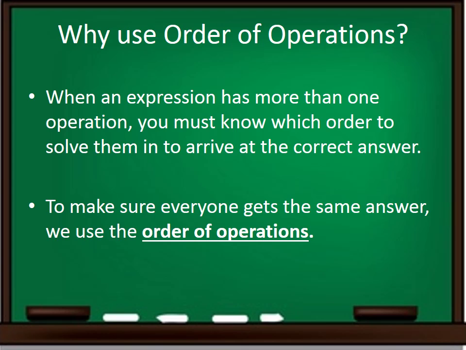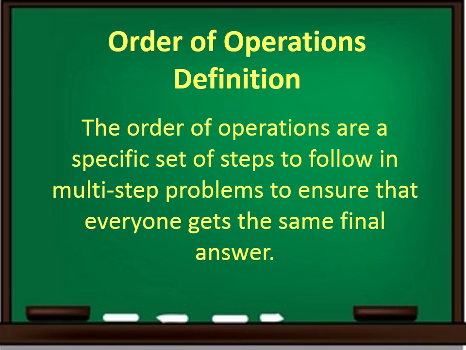When an expression has more than one operation, you have to know the order to do it in to solve it correctly and get the right answer. To make sure everyone gets the same answer, we use order of operations. So everyone knows that if you write a problem, it's going to work out the same way every time. The order of operations is the specific steps we follow in multi-step problems. By multi-step, I mean it has more than one symbol in it, so more than one plus, minus, multiply, or divide, so everyone gets the same answer.